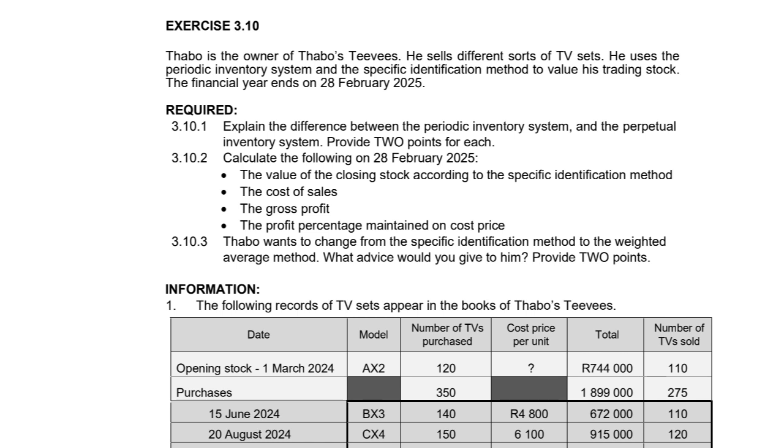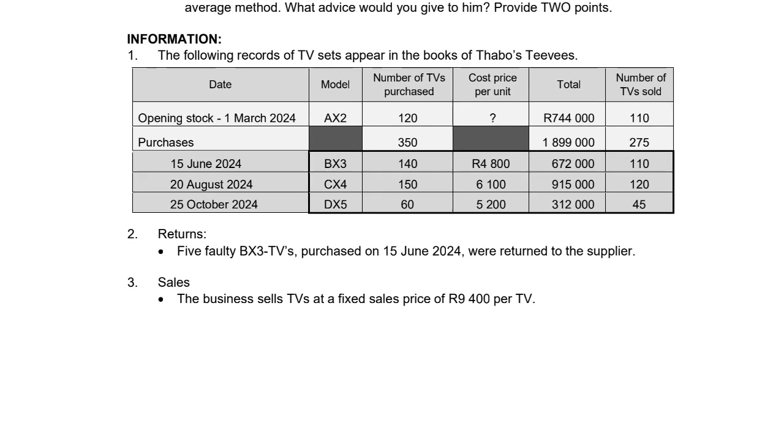And provide 2 points. Information 1, the following records of TV sets appear in the books of Tabu's TVs, and then they give us the opening stock and the purchase dates. 2 returns, 5 faulty BX3 TVs purchased on 30 June 2024 were returned to the supplier. And 3 sales, the business sells TVs at a fixed sales price of 9,400 Rand per TV.